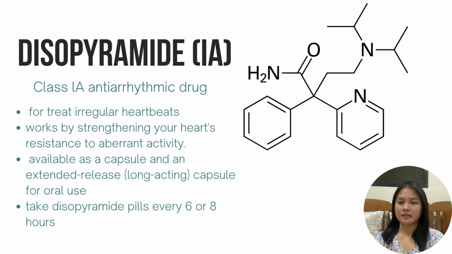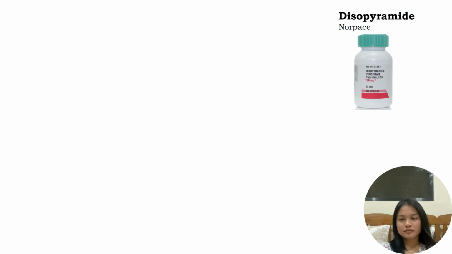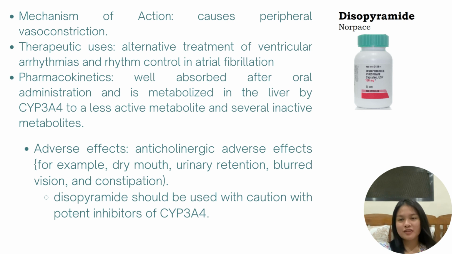First, we have disopyramide, which is a class 1A antiarrhythmic drug that is used to treat irregular heartbeats. It works by strengthening your heart's resistance to aberrant activity. Disopyramide is available as a capsule and an extended release capsule for oral use. For its mechanism of action, disopyramide produces a greater negative inotropic effect, and unlike the other drugs, it causes peripheral vasoconstriction. For its therapeutic uses, disopyramide can be used as an alternative treatment for ventricular arrhythmias and may also be used for rhythm control in atrial fibrillation or flutter.